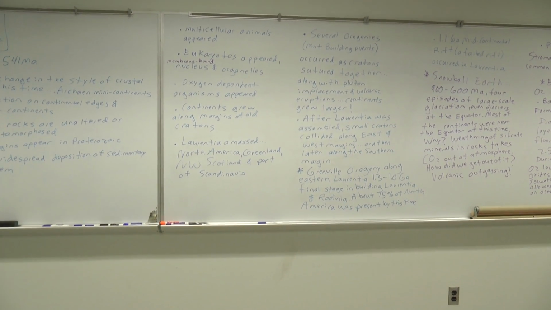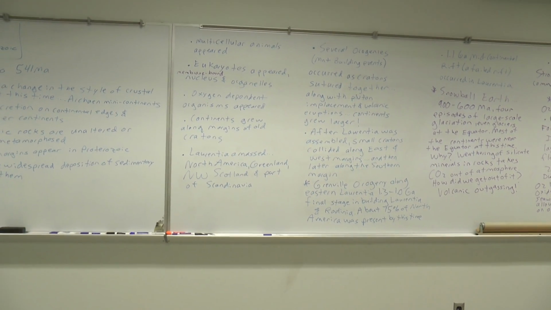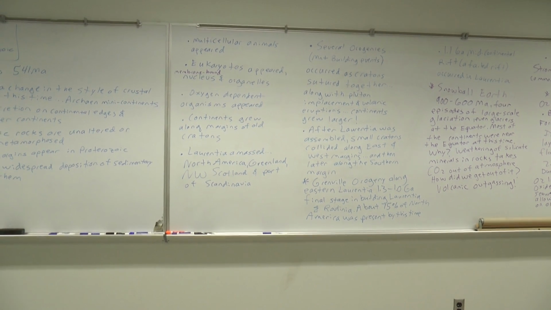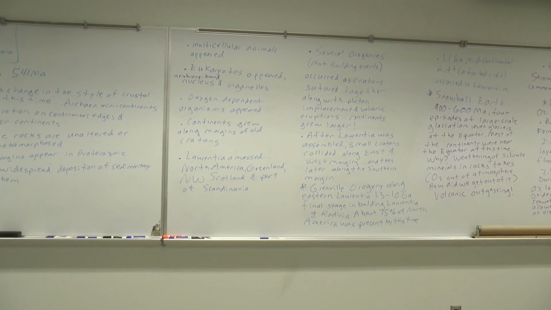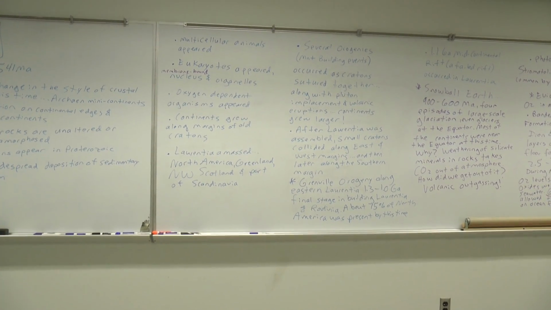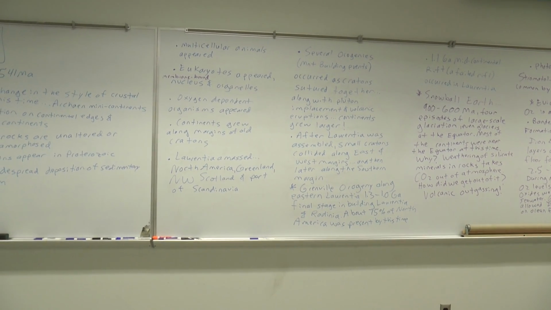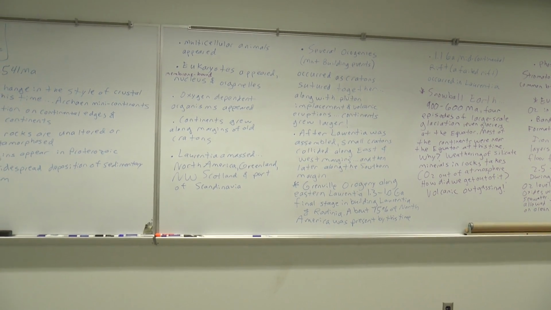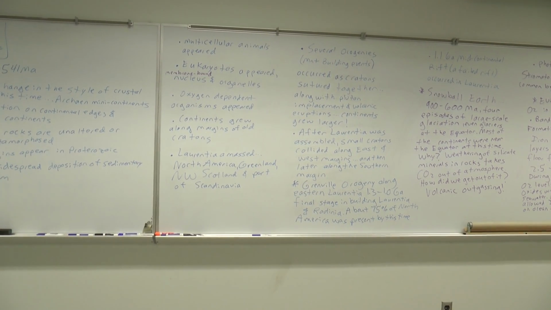So Laurentia amassed during the Proterozoic. What is Laurentia? Well, it was a smaller supercontinent, meaning smaller than Pangaea, and before Laurasia, and it consisted of North America, Greenland, Northwest Scotland, and part of Scandinavia.